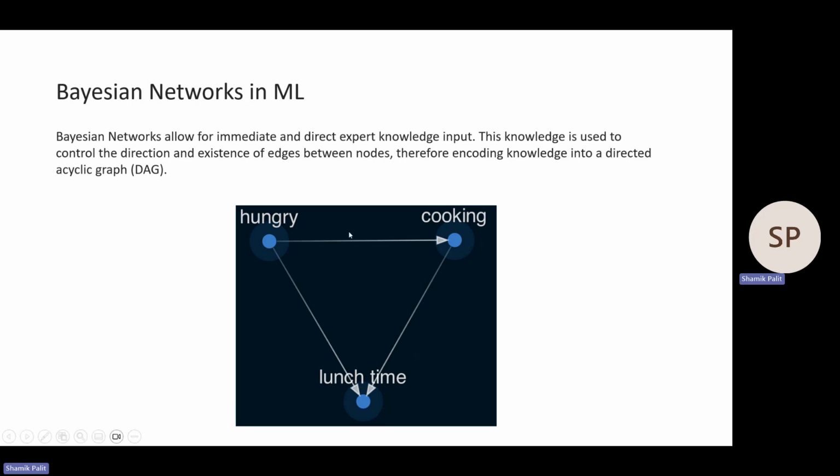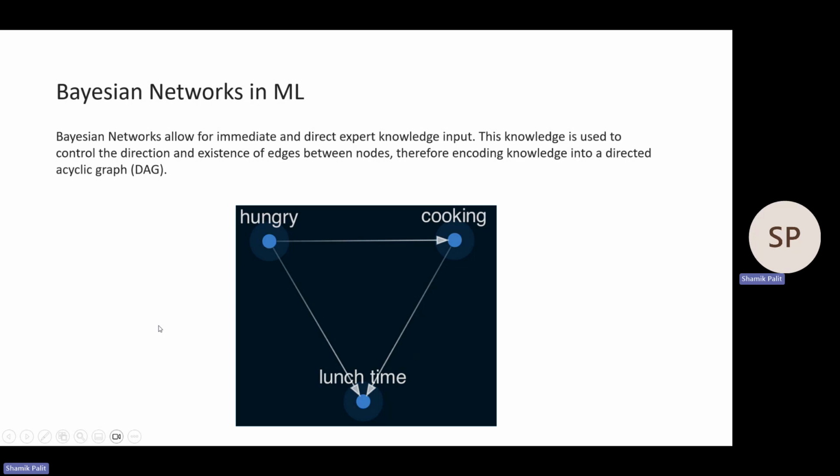So if you see this particular example, we have considered three different instances, like, for example, hungry, followed by cooking and lunchtime. And we start finding out the relationship among various variables available in a given scenario. For example, if it is lunchtime, how is this lunchtime depending on having hungry or a person actually cooking a particular food? So let's explore a certain scenario with the help of Bayesian network.